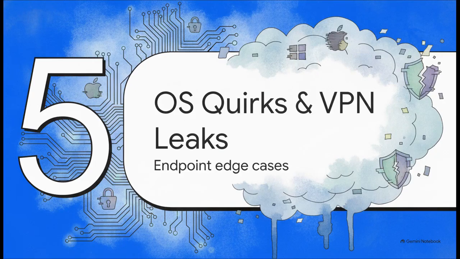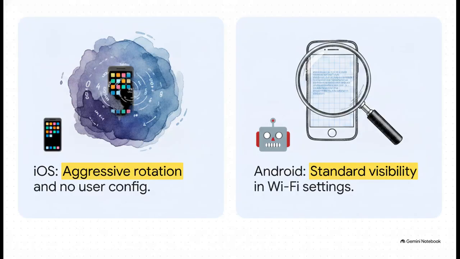Finally, Section 5, OS quirks and VPN leaks. Time to look at the very edge of the network. When you're troubleshooting mobile endpoints, the experience is wildly different depending on what phone you're actually holding. Take Apple's iOS, for example. It is incredibly aggressive about rotating privacy addresses on a per-network basis just to stop tracking, and it totally hides any manual IPv6 configurations from the user. It's really hard to see what's going on under the hood.